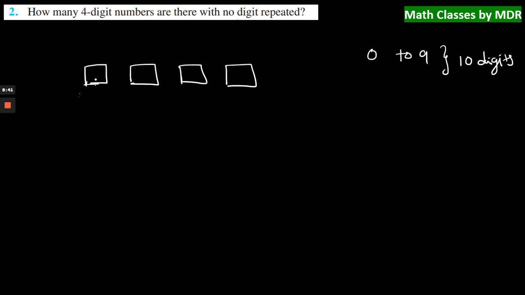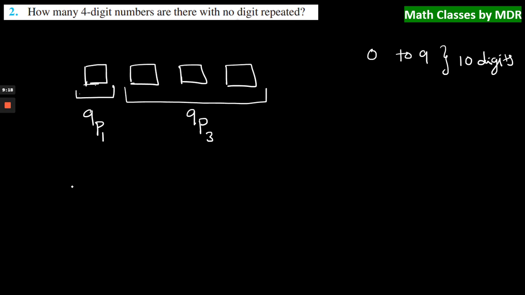So 9 digits. In how many ways do we have to fill this box? Only one way. That means we are trying to arrange 1 digit out of 9 digits. What about the remaining boxes? After I have used 1 digit in the first box, the remaining 9 digits are available here. So a total of 9 digits are available, and we are trying to arrange 3 digits.